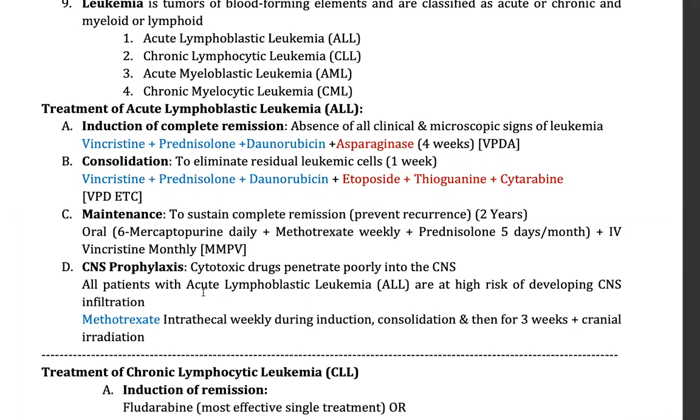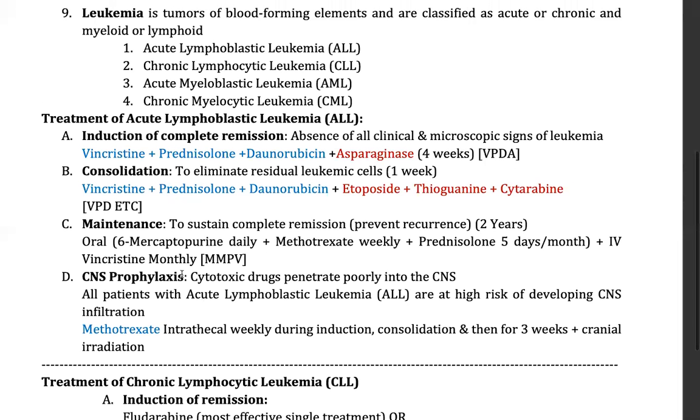What is CNS infiltration? When the patient takes the induction of complete remission for 4 weeks, consolidation for 1 week, and maintenance for 2 years, this will lead to the infiltration of the drug into the central nervous system, which may lead to neurological problems and neurological complications. So we have to treat this neurological complication by the fourth category, CNS prophylaxis.